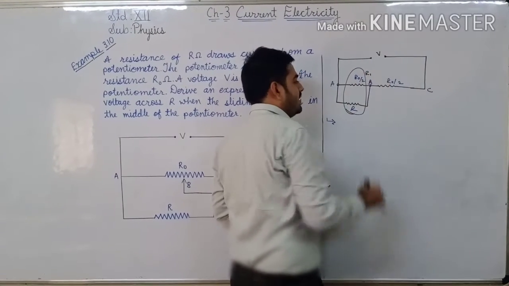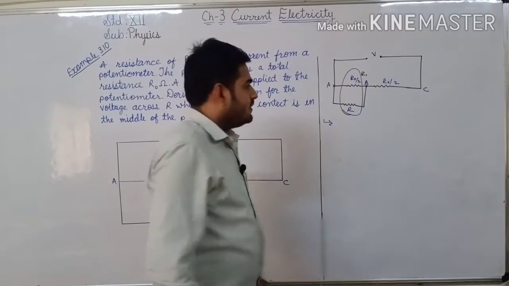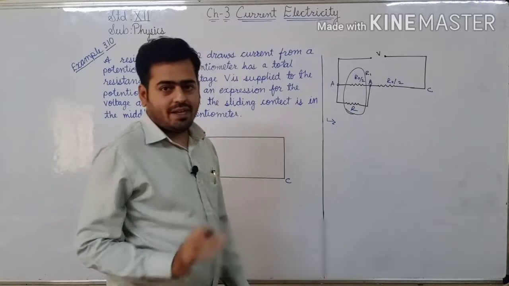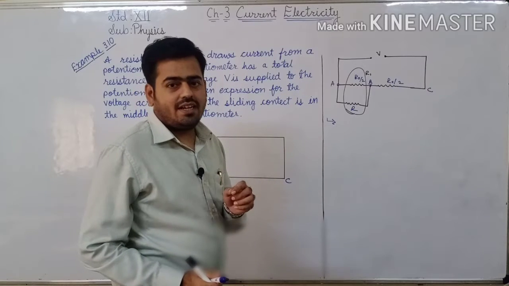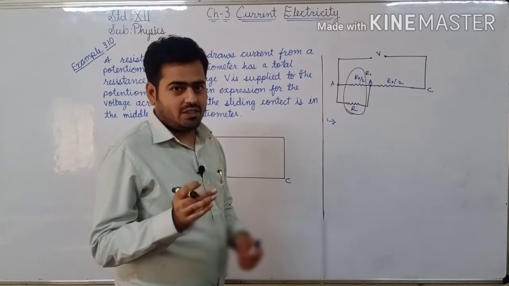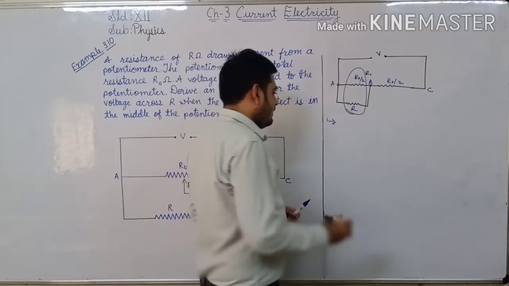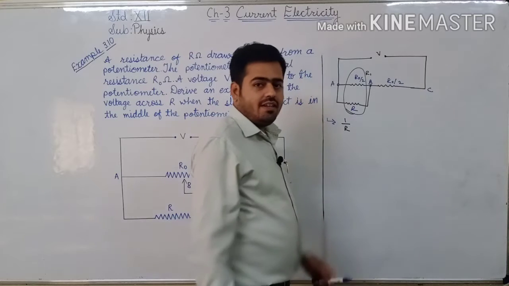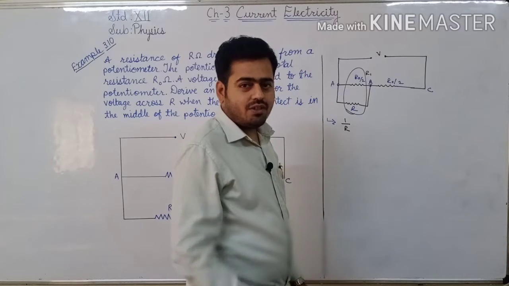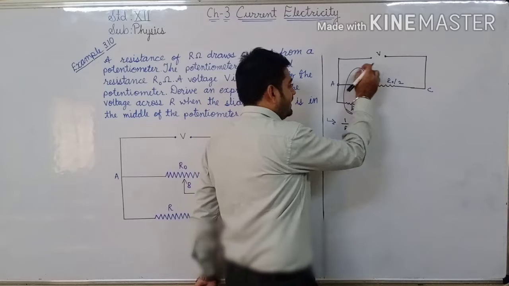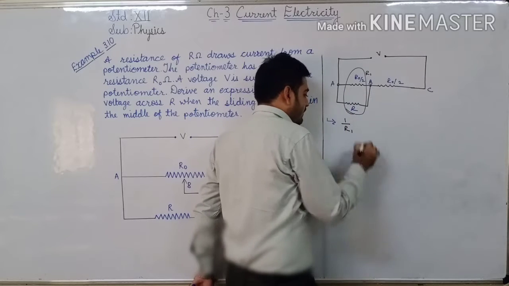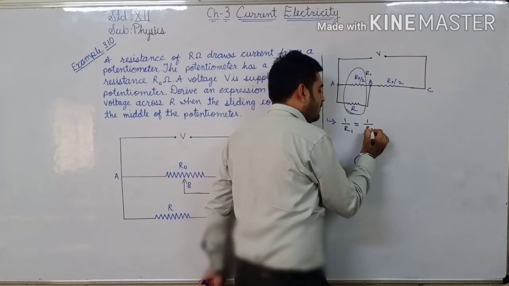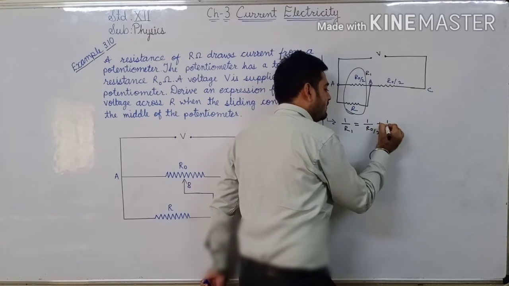R1. इसको क्या नाम दे देते हैं? R1. From figure it is clear that R naught by 2 and R are in parallel. When two resistors are connected in parallel, what is the formula of equivalent resistance? 1 upon R equivalent is equal to 1 upon R1 plus 1 upon R2. Here equivalent resistance, that is R1. Therefore 1 upon R1 is equal to 1 upon R naught by 2 plus 1 upon R.